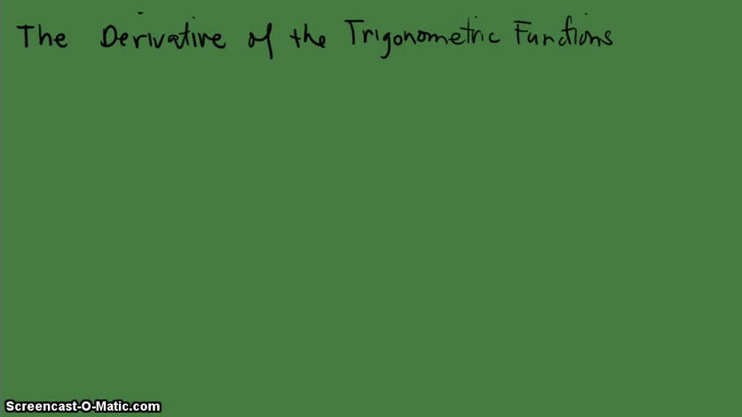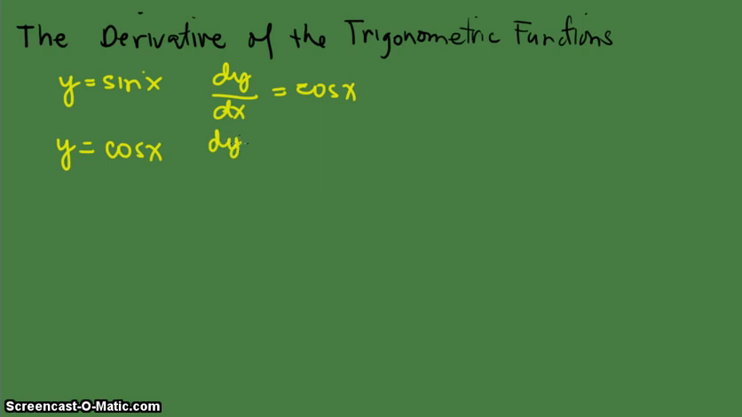Okay, so let's start with the function y is equal to sine x. The derivative of y equal to sine x is cosine x. There is a proof on how we can get the derivative directly, but that will not be covered in this video. Rather, I'll be presenting the derivatives of the trigonometric functions. So if y is equal to cosine x, the derivative is equal to negative sine x.